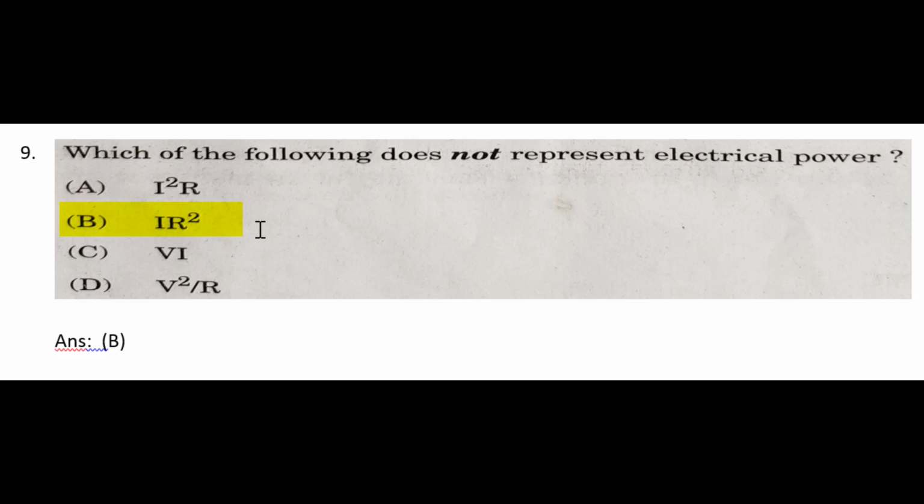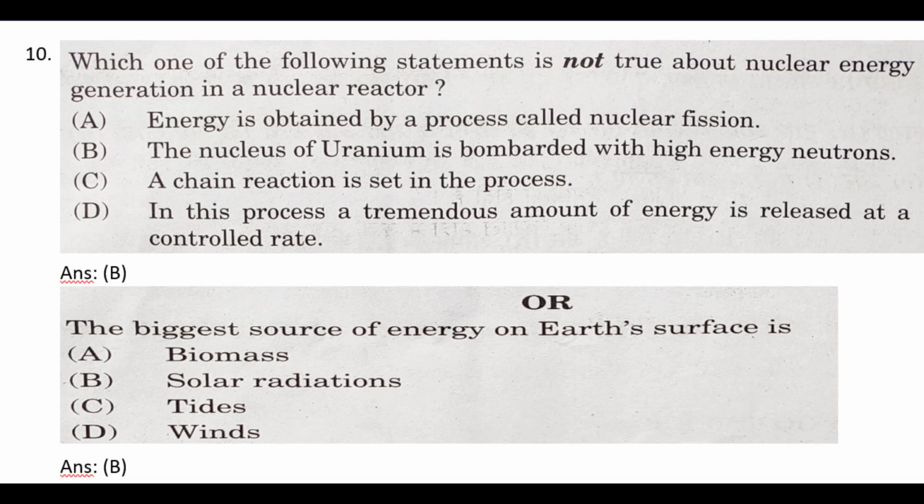Option B is I R square. That is the answer. It does not represent the power. Other options are P equal to V I. That is also true for the electric power, and option D, V square by R. That is also true for power. Therefore, the answer will be I R square. That is option B. Now question number 10.